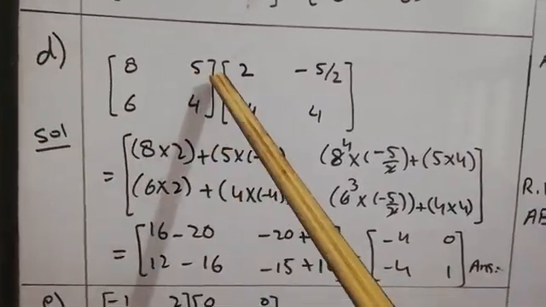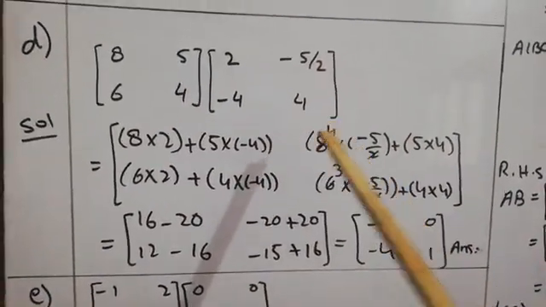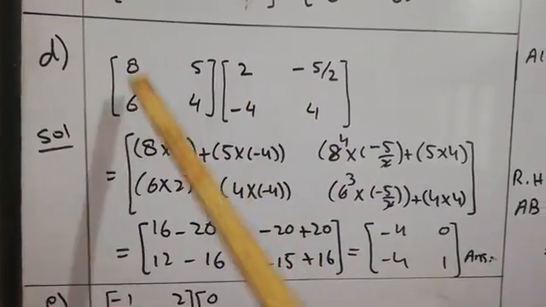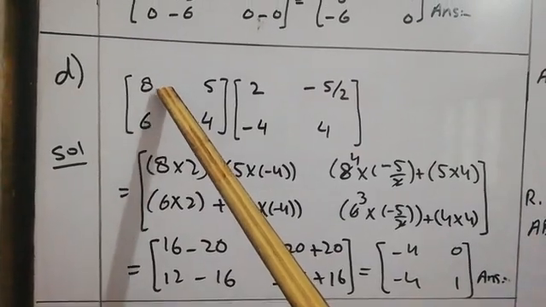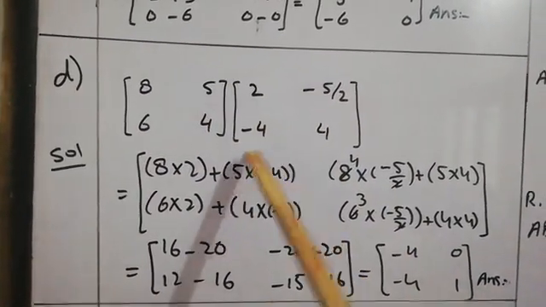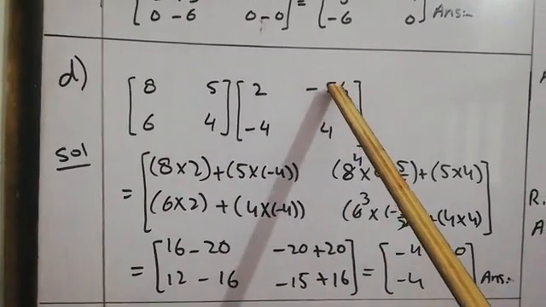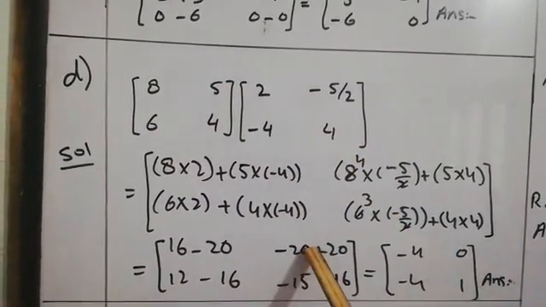The matrices are 8, 5, 6, 4 and 2, minus 5 by 2, minus 4, 4. Like this, there are 2 by 2 matrices, with 2 rows and 2 columns, so the multiplication of these matrices is possible. How can we multiply? 8 twos are 16, 5 fours are 20, minus 20. Minus 8, 5's are 40 by 2 equals 20, minus 20. 5 fours are plus 20.